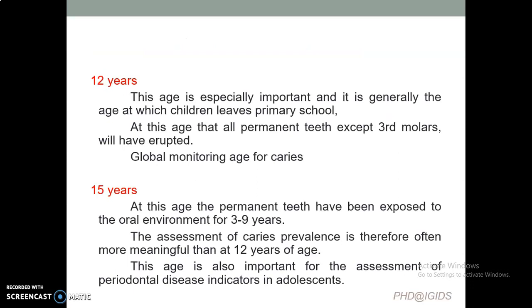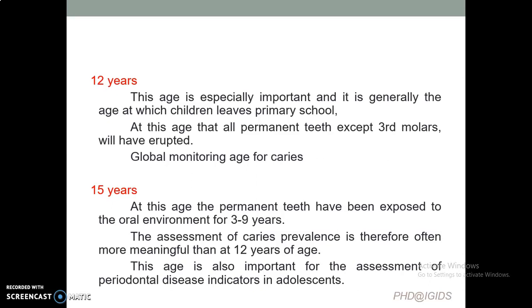12 years is important because it is the age at which children leave the primary school and all teeth except third molars would have erupted. And if you look at this, usually primary education, almost all children undergo primary education. It is easy to collect the data based on primary education at this age group.